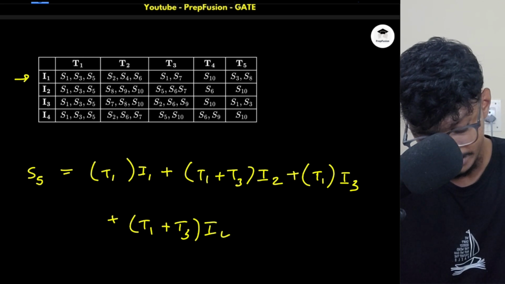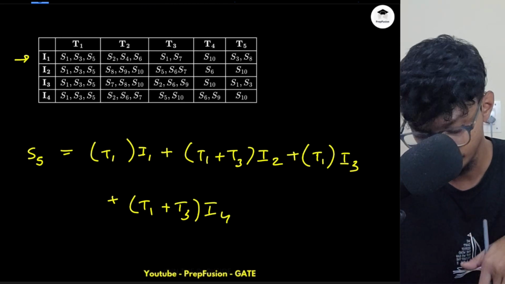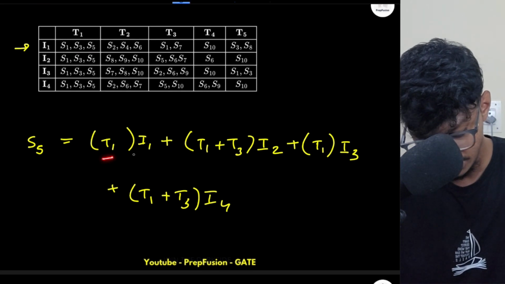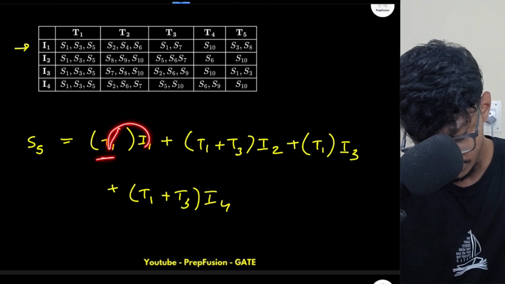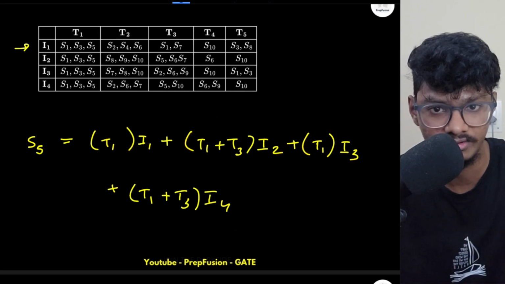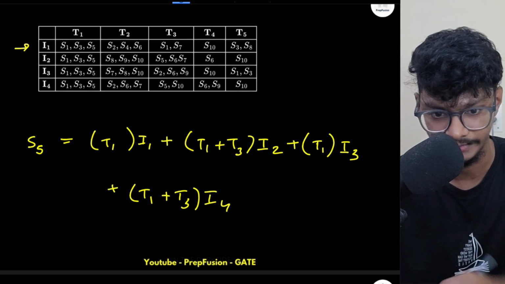So this is how you write it instruction-wise. You can repeat it for the second signal as well, that is S10. Now if we check, T1 is here as well, T1 is here as well, T1 is common everywhere. So I1 will become only T1 and all the other expressions will be the same. You can cross-verify.